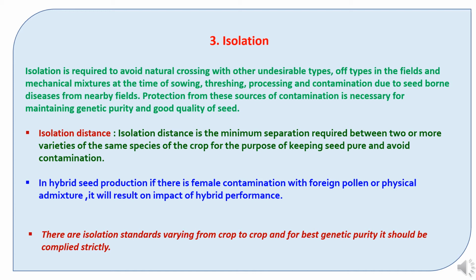Now to understand isolation distance. Isolation distance is the minimum separation or distance required between two or more varieties of the same species of the crop for the purpose of keeping seed pure and avoiding contamination. In hybrid seed production, if there is female contamination with foreign pollen or physical admixture, it will impact hybrid performance. There are isolation standards that vary from crop to crop. For best genetic purity, they should be complied with strictly and followed without fail.